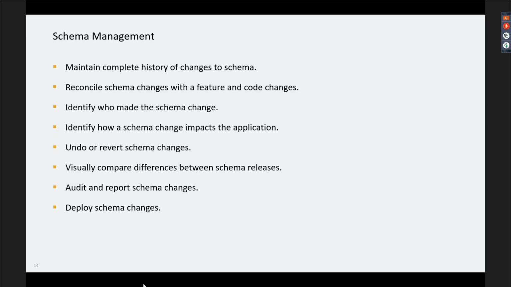You have to have a complete history of all your changes to your schema. You should be able to tie back schema changes to feature and code changes. You should know who made the change. You should know how this change affects your application. And you should be able to easily undo or revert changes as needed.